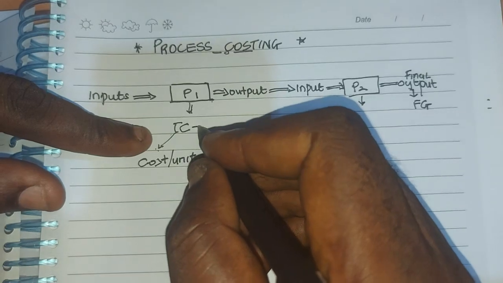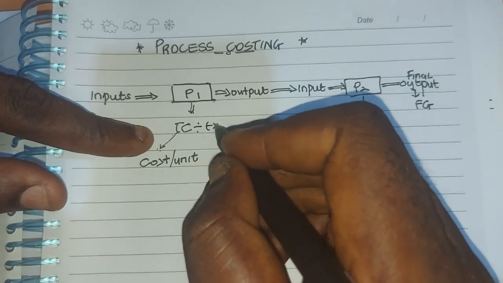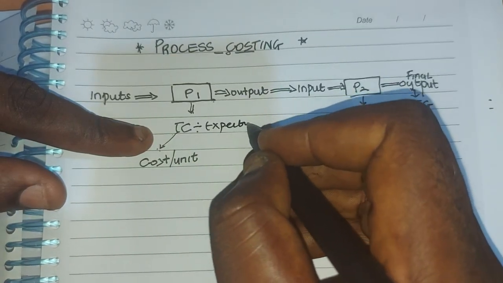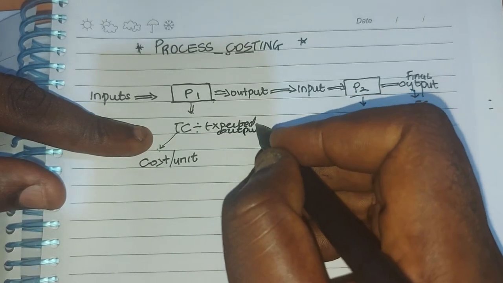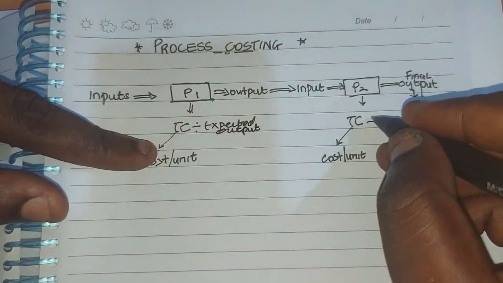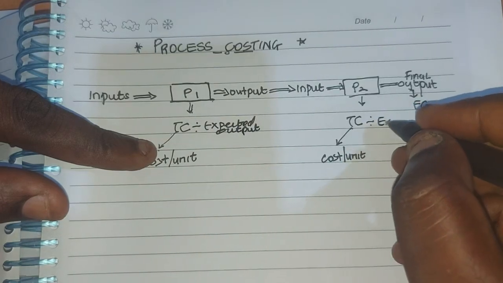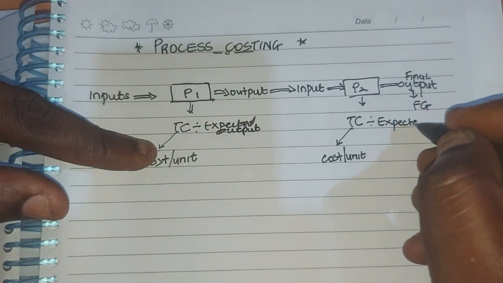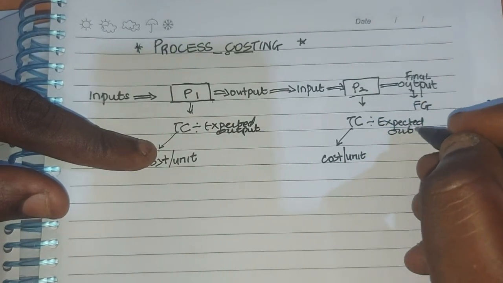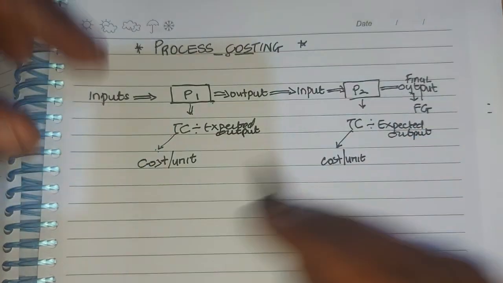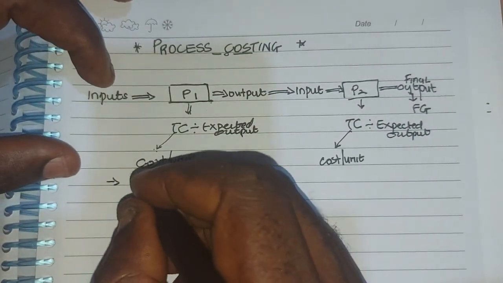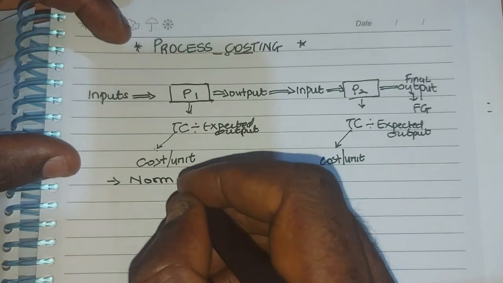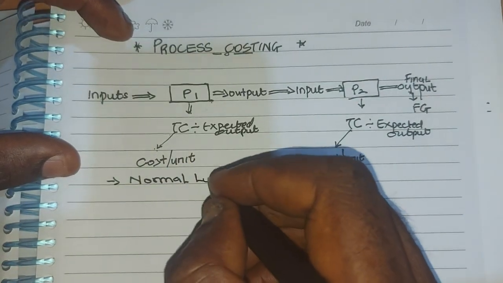All right, now how do we calculate the cost per unit? We just divide by the expected output. You divide by the expected output, don't forget. Another feature of this is we may have what we call a planned loss, a normal loss.